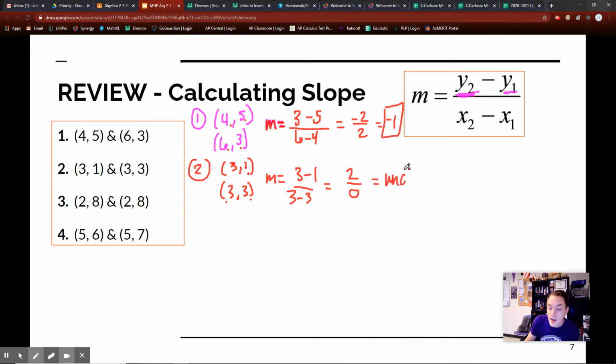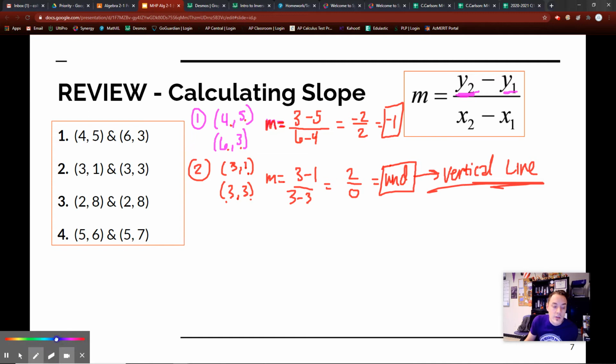Now, of course, this becomes 2, but this becomes 0, so what the junk? This means undefined. I cannot divide something by nothing. I said that in the last video. So since I can't divide something by nothing, this becomes undefined, and this is also what we call a vertical line. Okay? This is also what we call a vertical line.